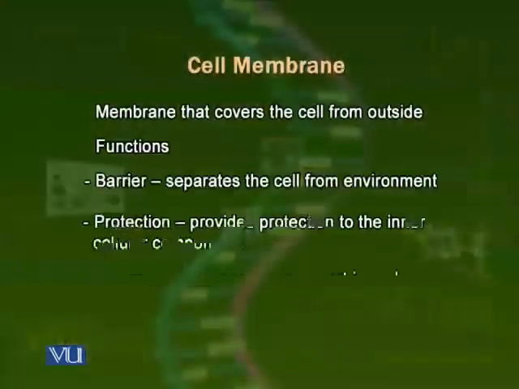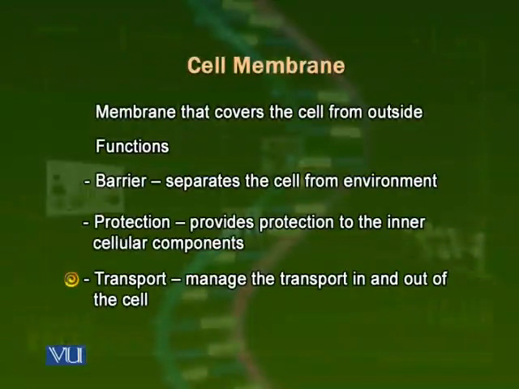It gives protection to the internal parts of the cell. Internal parts of the cell are delicate. They may be damaged in response to any pressure or tension exerted on the cell. The cell membrane protects it, separating or isolating the inner part from the external environment. It provides transport of materials.